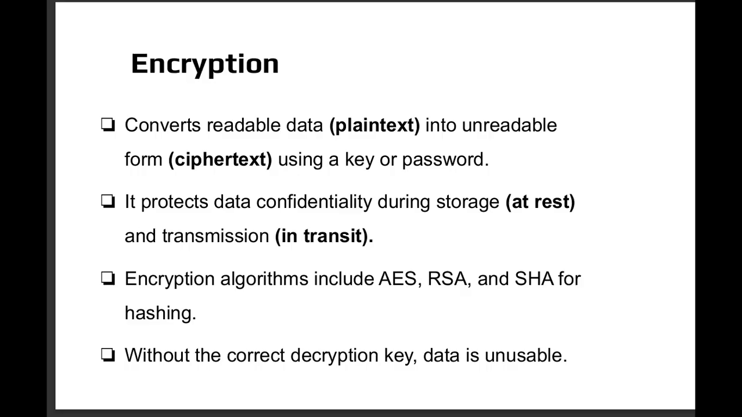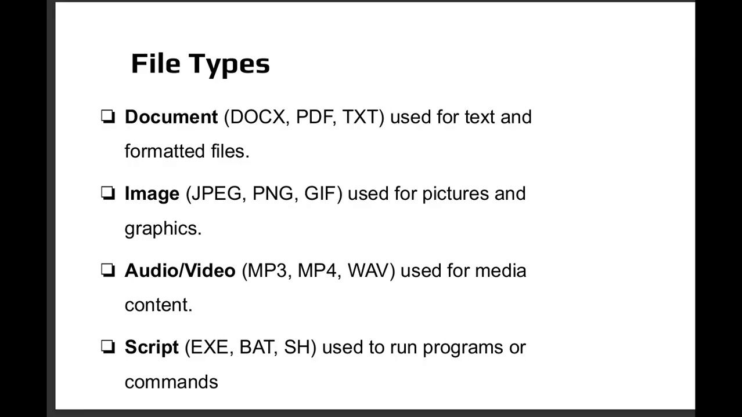Next, we're going to discuss some common file types. Some common file types include document files. These are used for text and formatted files. Image files are those that are used for graphics and pictures. These include your JPEG, your GIF, and your PNG. Audio and video are file types that are used for some type of multimedia content. Audio files come in MP3, video in MP4 and WAV files.